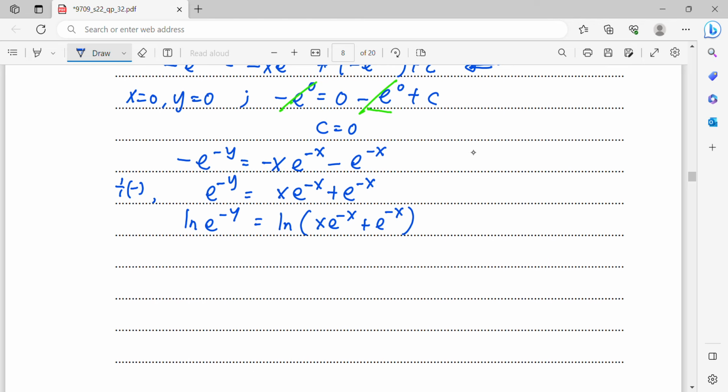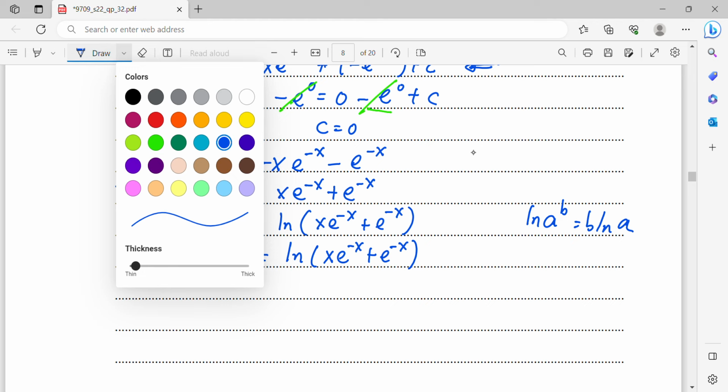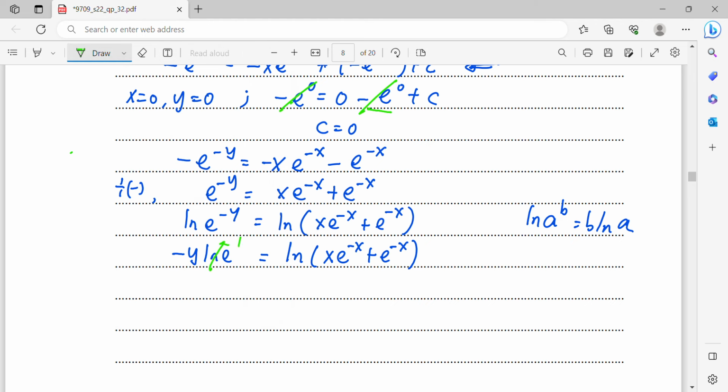And then according to the formula, ln a to the power b will be b ln a. So ln e to the power of minus y becomes minus y ln e. But for the right hand side, we cannot split because it is ln of a sum, right? So I will just remain the terms on the right hand side, and ln e is basically 1. So here is 1. And now we need to get y in terms of x.